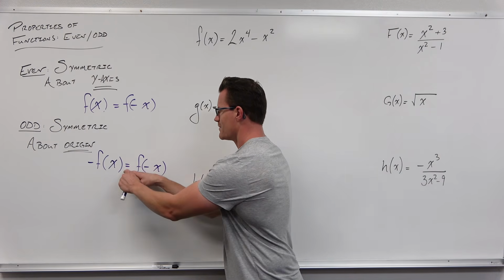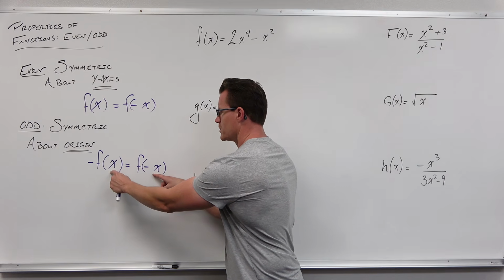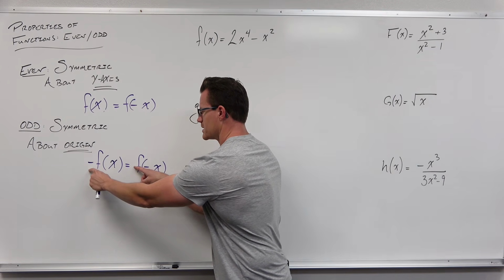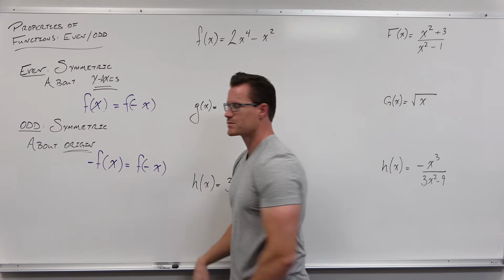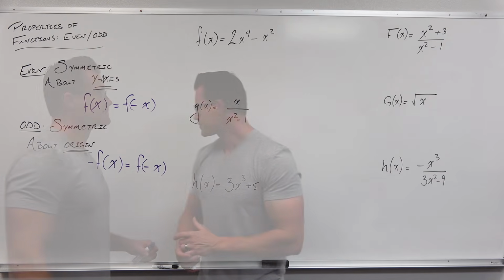So odd says, if I plug in opposite inputs, I've got opposite outputs. This is the output of the function. This is the output of the function. They would be opposite values. So that's what odd means mathematically.